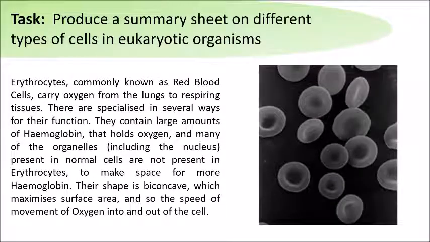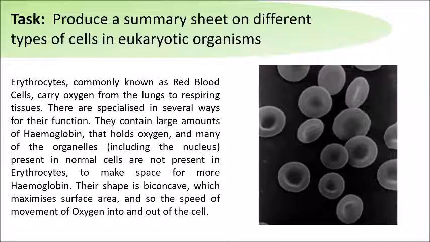So erythrocytes, commonly known as red blood cells, carry oxygen from the lungs to respiring tissues. These are specialised in several ways for their function. They contain large amounts of hemoglobin that holds oxygen, and many of the organelles, including the nucleus, present in normal cells are not present in erythrocytes. This is to make more space for hemoglobin.